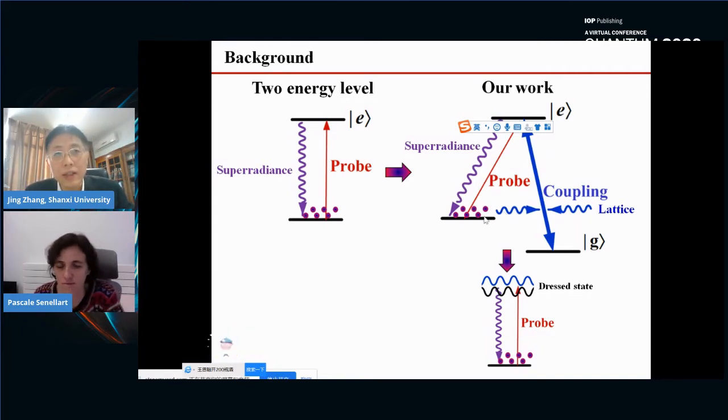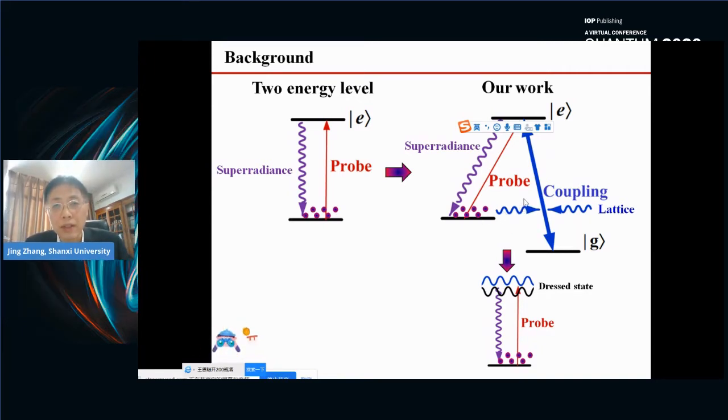The excited state is coupled with another ground state by a pair of lattice lasers. Therefore, the excited state becomes the dressed state induced by the optical lattice.